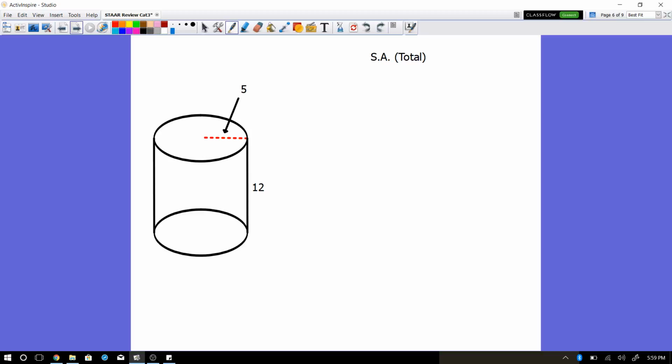All right. Surface area total of a cylinder is 2 pi r h plus 2 pi r squared. Who memorizes this? Plus 2 pi r squared. Math teachers. Those are the only people that know this.